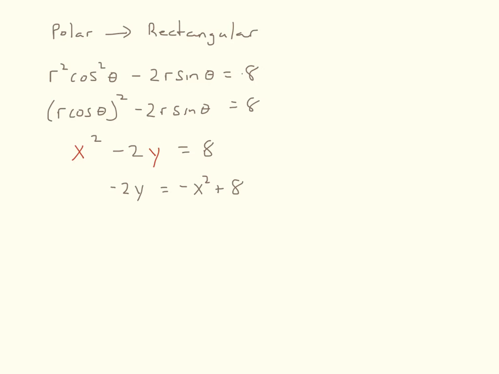So I subtract the x squared, and now I'm going to divide everything by negative 2. And so I get y equals x squared over 2 minus 4. And that would now be the rectangular equation for that polar equation that we were given.